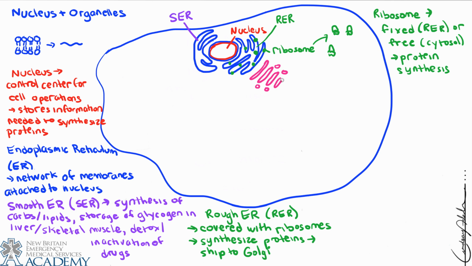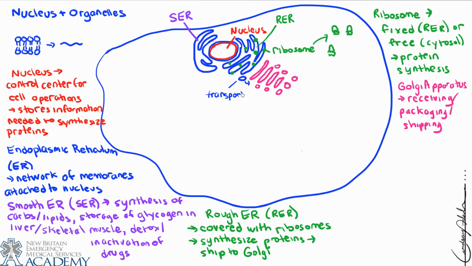Next, we have the Golgi apparatus. We mentioned that the rough endoplasmic reticulum is going to make proteins and then ship them to the Golgi. The Golgi apparatus is responsible for receiving, packaging, and shipping of the proteins that come from the RER. We could think of the Golgi apparatus as like a post office. Something arrives at the post office, and there it gets a mailing label, and that mailing label helps that particular protein know exactly where it's going. It's giving it directions, it's giving it a destination.